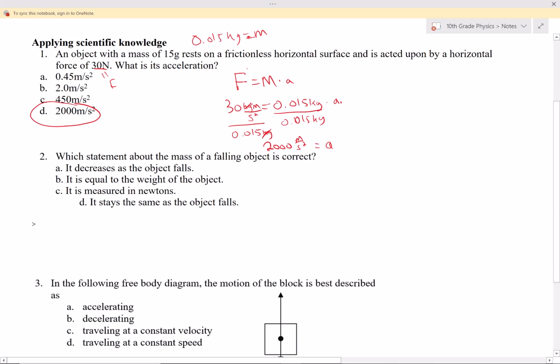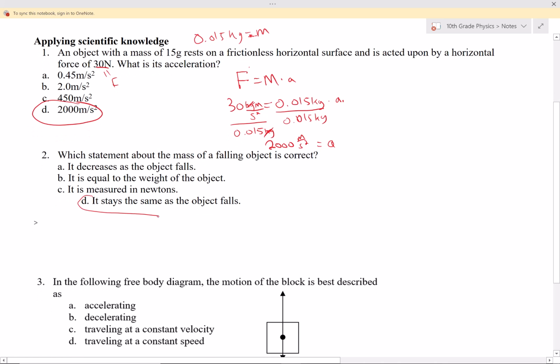Number two is which statement about the mass of the falling object is correct? A, it decreases as the object falls. B, it is equal to the weight of the object. C, it is measured in newtons. D, it stays the same as the object falls. This should be D, right?